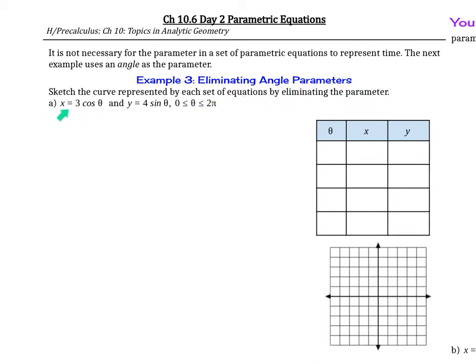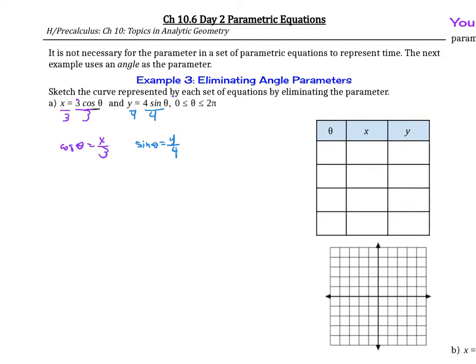The first set of equations we're working with is x equals 3 cosine theta and y equals 4 sine of theta, and theta is between 0 and 2 pi. First, let's isolate cosine of theta. If we divide by 3, we get cosine theta equals x over 3. For sine, if we divide by 4, we get sine of theta equals y over 4.